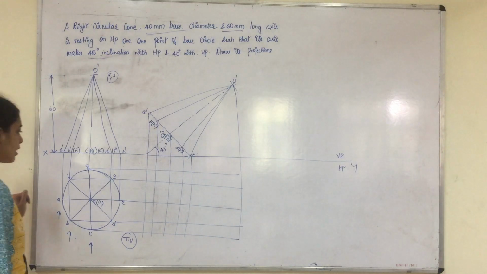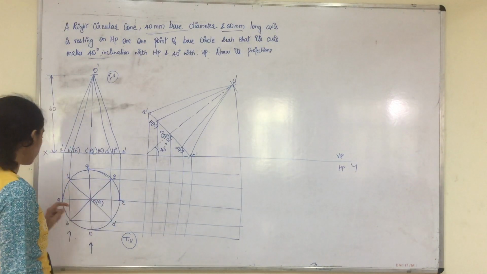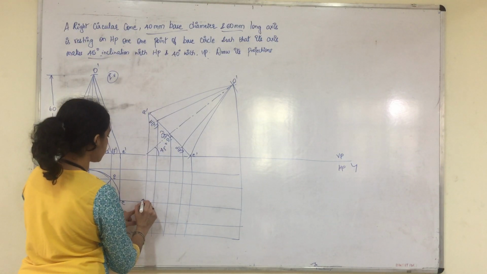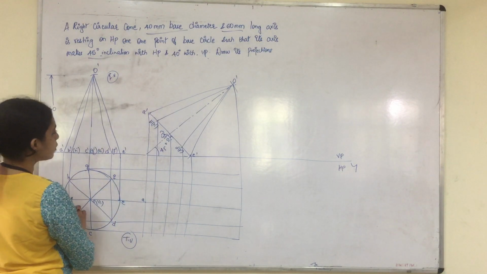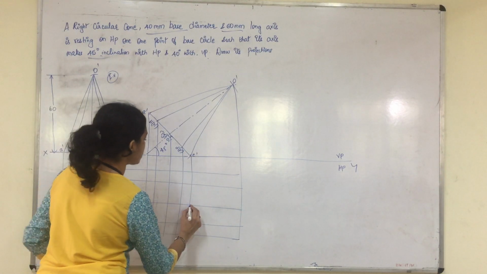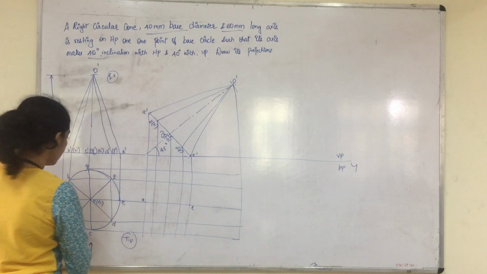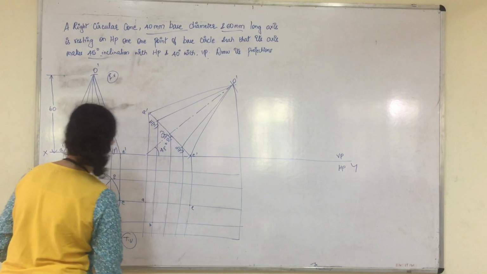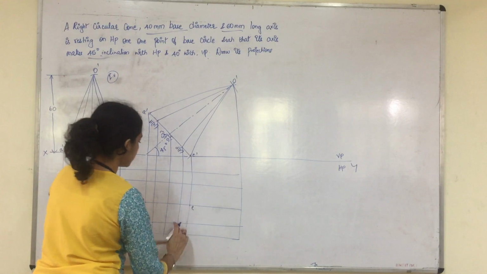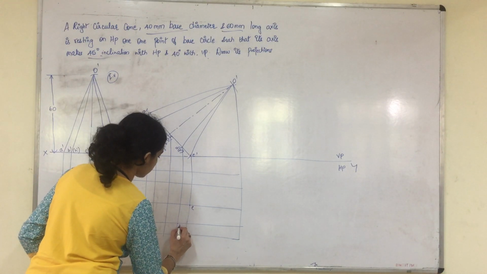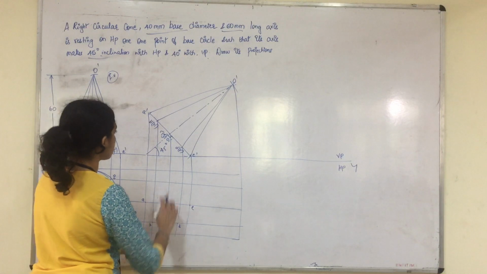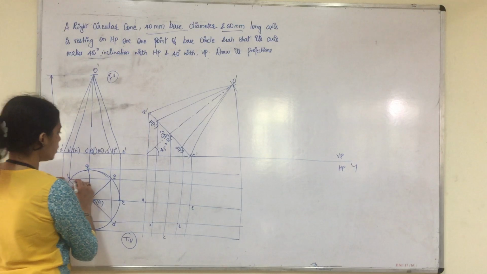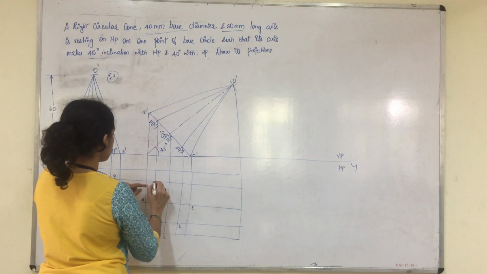After drawing the projection lines, you kindly erase the extra lines. After erasing the extra lines, you start reading the locus. Locus of A is meeting A dash at this point. So this is our A. And locus of E is meeting E dash at this point. So this is our E. Locus of B is meeting B dash at this point. So this is our B. Locus of D is meeting D dash at this point. So this is our D. Locus of C is meeting C dash at this point. This is our C. And locus of H is meeting H dash at this point.